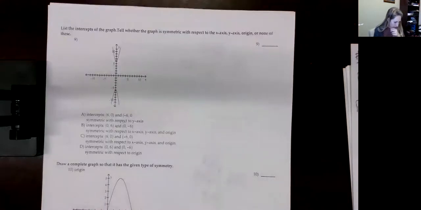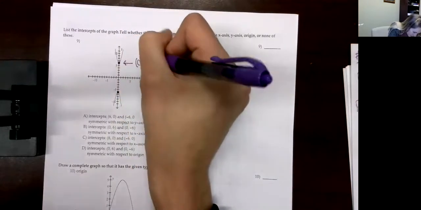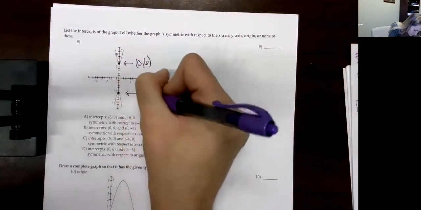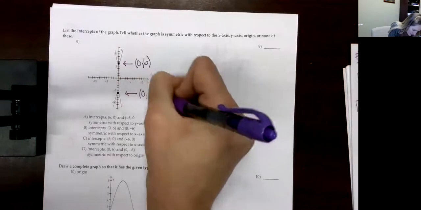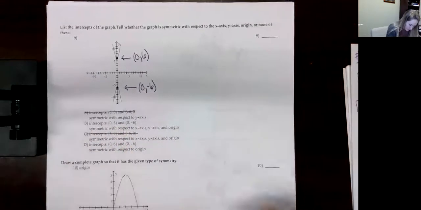List the intercepts of the graph. Tell whether the graph is symmetric with respect to the x-axis, y-axis, origin, or none of these listed. So where does it cross an axis? There's 2 points. This one would be 0, 6, and this one would be 0, negative 6. So it's not this one, and it's not this one.